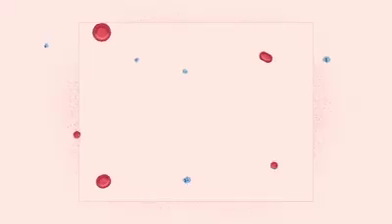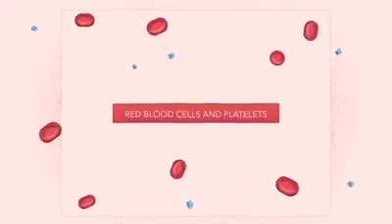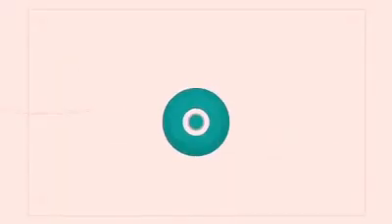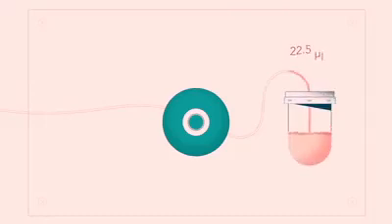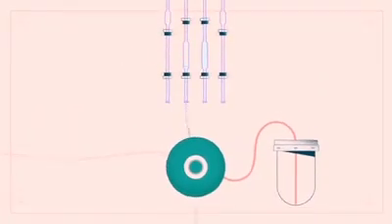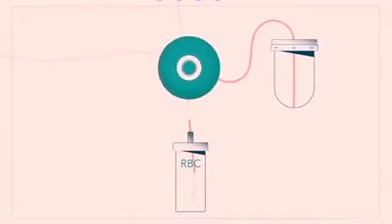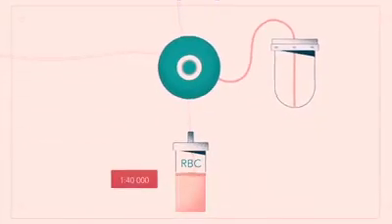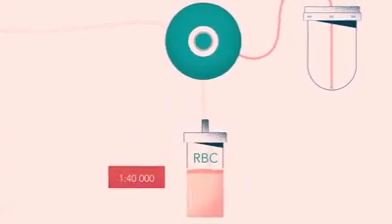needs. For red blood cells and platelets, the first dilution is aspirated from the mixing beaker through the shear valve, cutting out a volume of 22.5 microliters. The diluent pipette dispenses 4.5 milliliters of diluent, making the second dilution that reaches the RBC measuring chamber to a final ratio of 1 to 40,000.